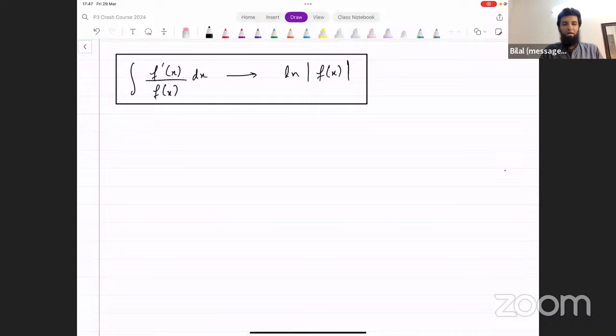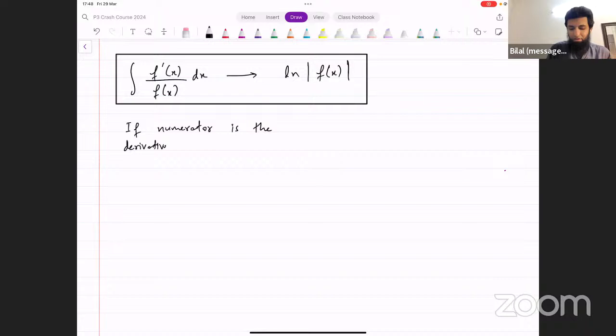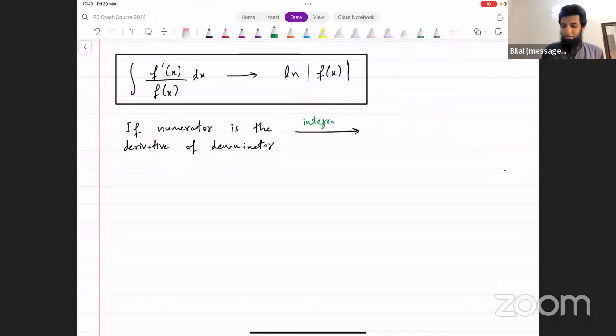Now, this is the form that we have. You can kind of remember it this way. You can say if you have a fraction such that the numerator is the derivative of the denominator, and you were to integrate that, the integral of that is going to be ln of the denominator.